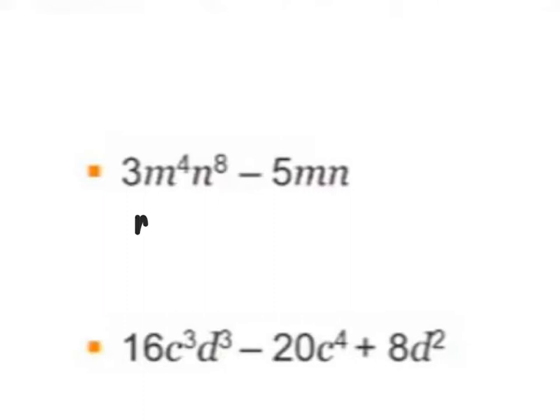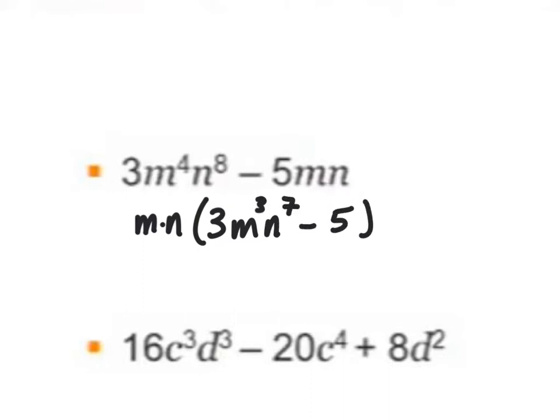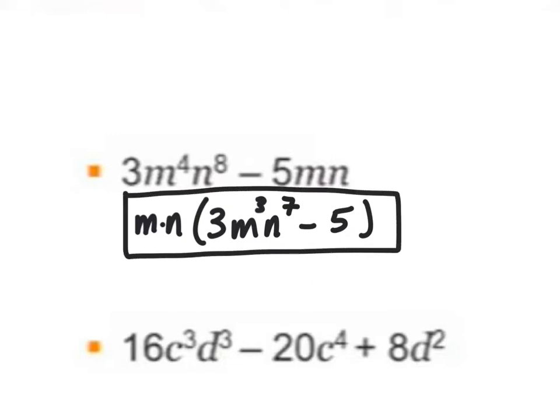So if I factor out an m times n, then we're left with 3m, and so m times what? How many m's gives me m to the fourth? And this is just going to give me m cubed. And then n to the what? n to the first times how many n's gives me n to the eighth? That's just going to give me n to the seventh, and then minus 5. And that's it. That's what we've got. If you redistributed that m and n, you'd end up where you started.